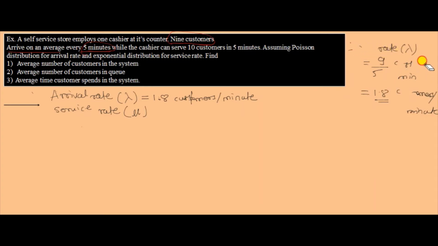Every time it is not required that the arrival rate is given directly. Sometimes the inter arrival rate is given. If we specify the same arrival rate as an inter arrival rate, it is nothing but 5 minutes for 9 customers. So it is just a reciprocal of each other.